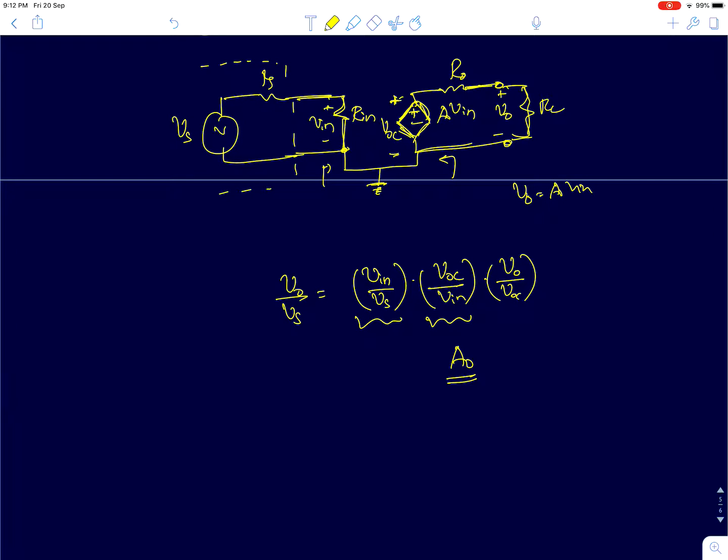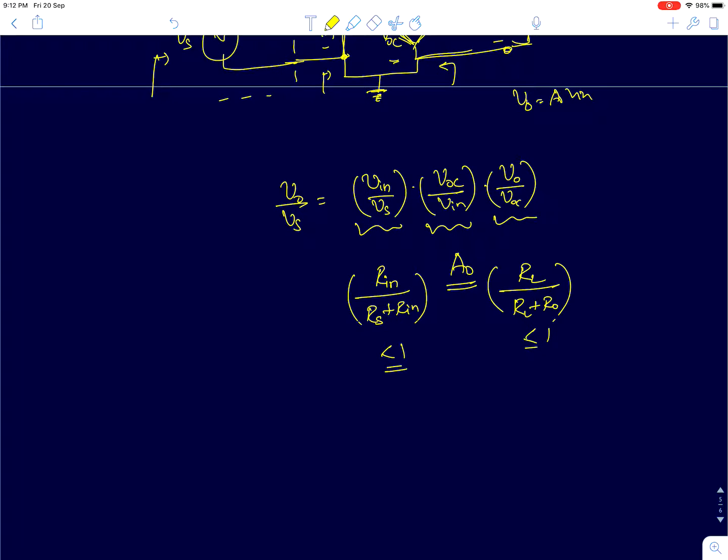And Vin by Vs is the input voltage delivered to the amplifier, which is Rin by Rs plus Rin, and this will always be less than 1, which means the input voltage Vs will not be fully delivered to the amplifier. Only a fraction of it is delivered to the input. And similarly, V0 by VOC is RL by RL plus R0. So again, this is also always less than or equal to 1. This will be equal to 1 when RL tends to infinity or R0 tends to 0. Again, the other term will be equal to 1 when Rin tends to infinity or Rs tends to 0.